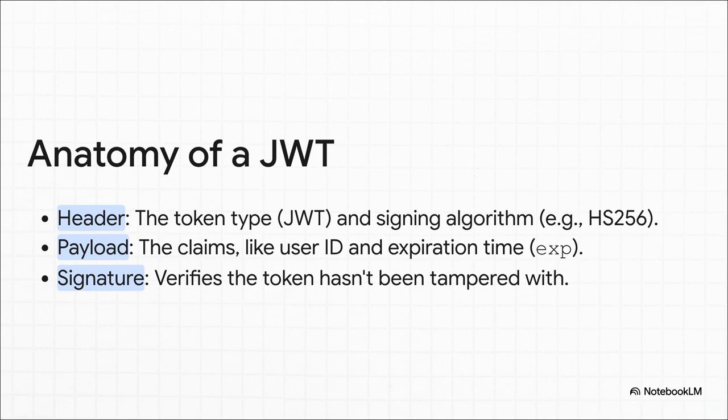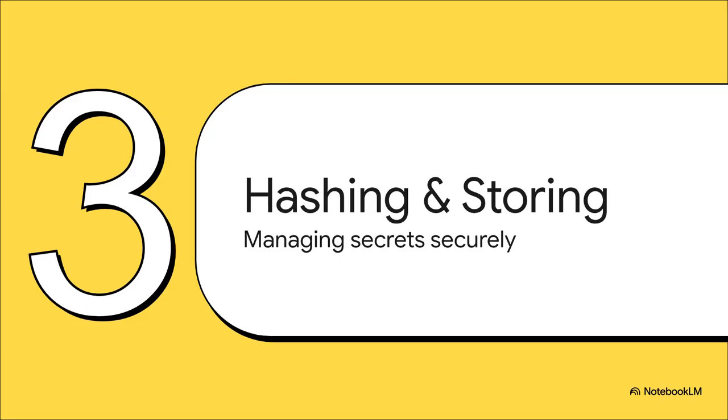If anyone changes a single character in the header or payload, the signature won't match anymore. The token becomes useless, and we can immediately throw it out as a fake. Now, this whole keycard system is only as strong as the secrets it's built on. I mean, if an attacker steals a user's password, they can just waltz up to the front gate and ask for their own keycard. Which brings us to a non-negotiable, fundamental rule of security. You never, ever store passwords in plain text.